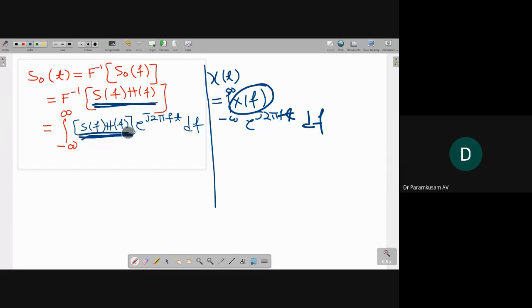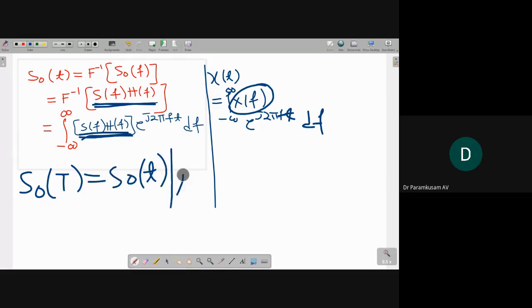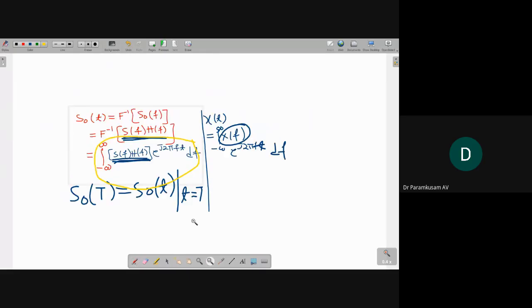Okay, next I want s naught of t. What is s naught of t? It is s naught of small t at t is equal to capital T. So now you substitute t is equal to capital T in this expression to get s naught of T. That is, substitute capital T in place of small t.